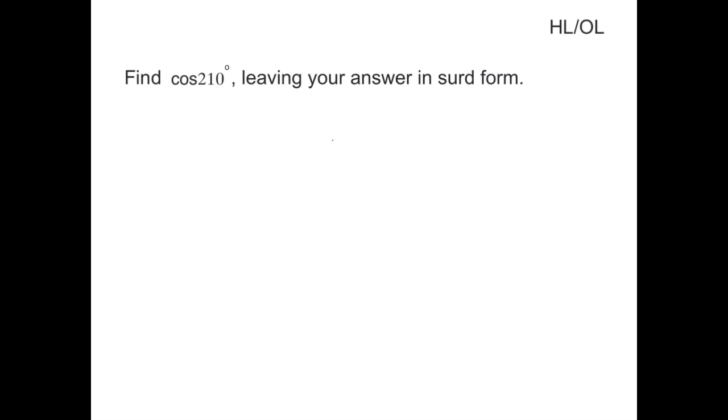Okay, so in this video we're going to be going through this example here, which asks us to find cosine 210 degrees in surd form. When we're asked a question like this, the first thing we want to do is just draw a rough diagram of the angle. So over here, if we draw our angle of 210 degrees, we know the 210 degrees is going to be somewhere down here. So this angle here is 210 degrees.